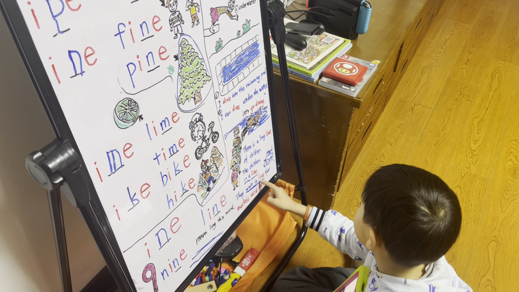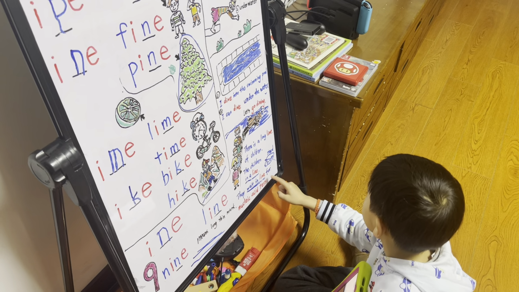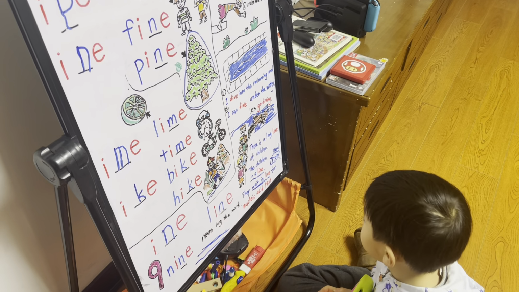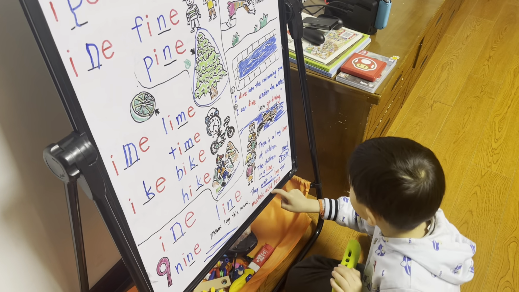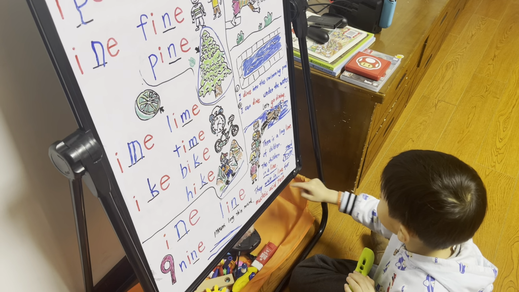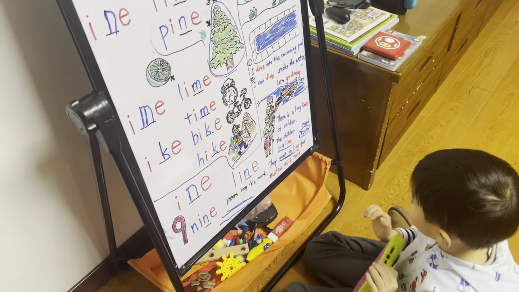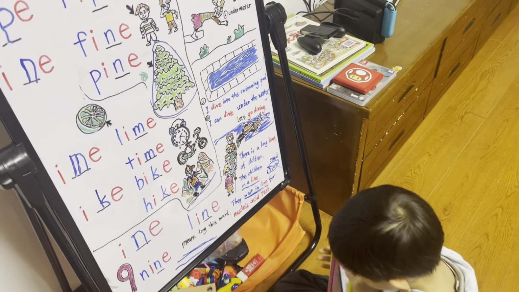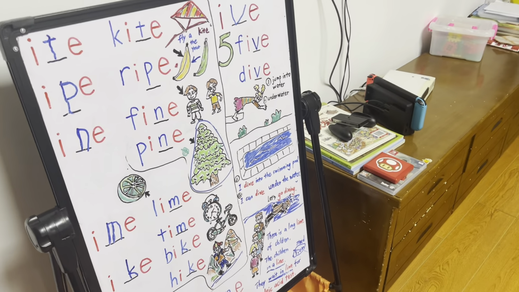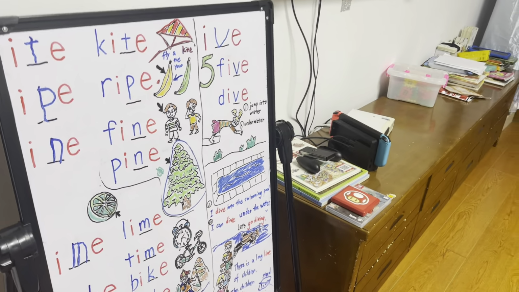They wait. Line. Four. Nucleic. Nucleic acid. Yes, they wait in line for nucleic acid test. They wait in line for nucleic acid test. Nucleic acid test. Good. Then dive has two meanings. Look at this picture.